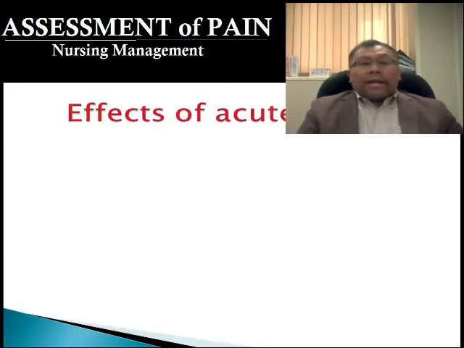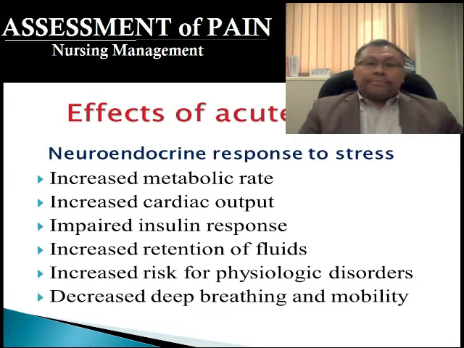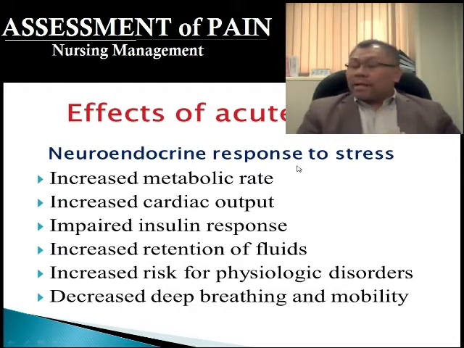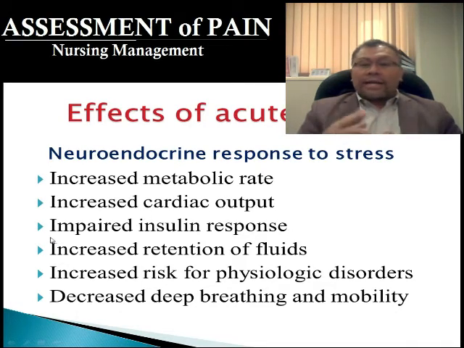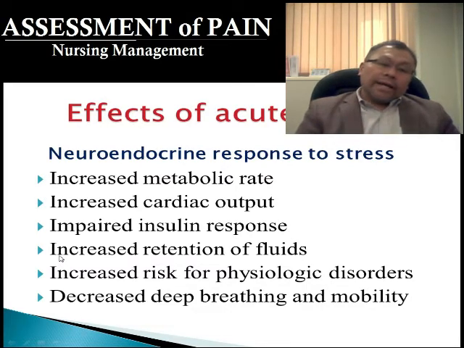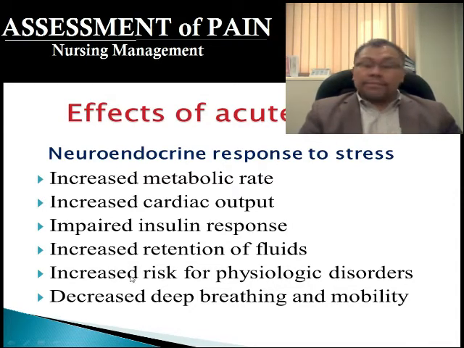So what are the effects of acute pain? We have the neuroendocrine response to stress. This will increase the metabolic rate. It will increase the cardiac output. And then somehow it will impair the insulin response. It will increase the retention of fluids. It will increase the risk of physiologic disorders and decrease deep breathing and mobility. So those were the effects of acute pain.